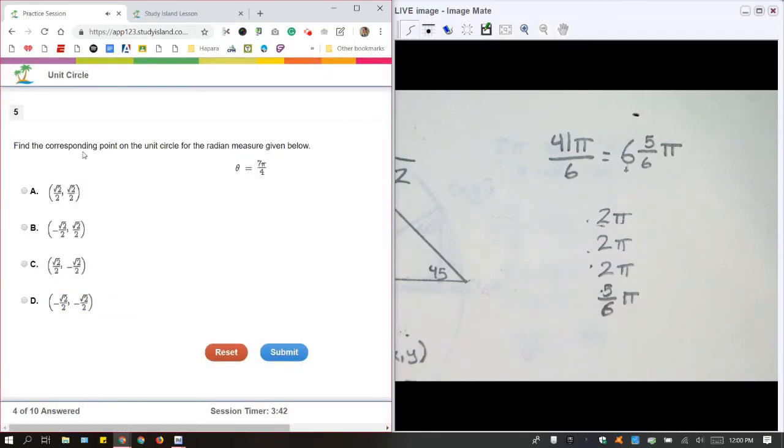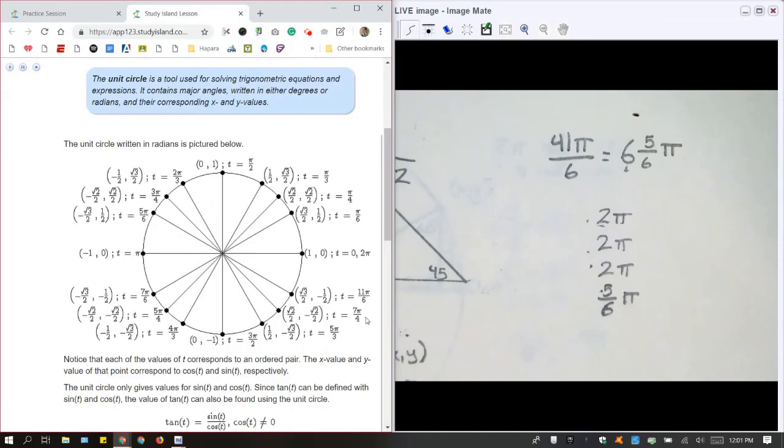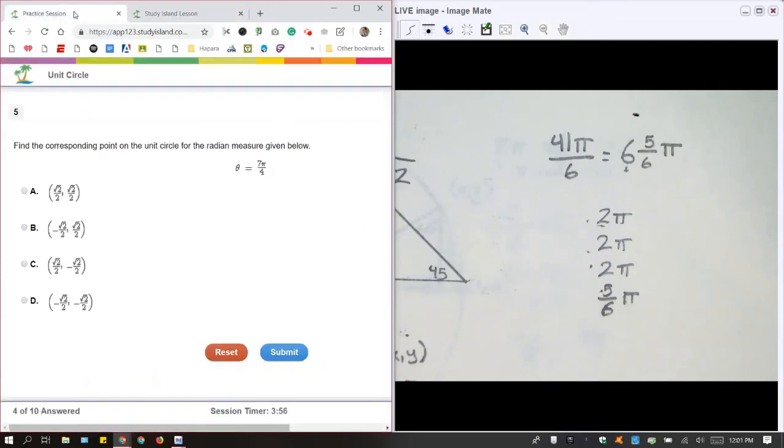Here we go, another one. Find the corresponding point on the unit circle for the radian measure given below, 7 pi over 4. Go ahead and look for 7 pi over 4. It's right there. So if you've got 7 pi over 4, then you've got root 2 over 2 and negative root 2 over 2.